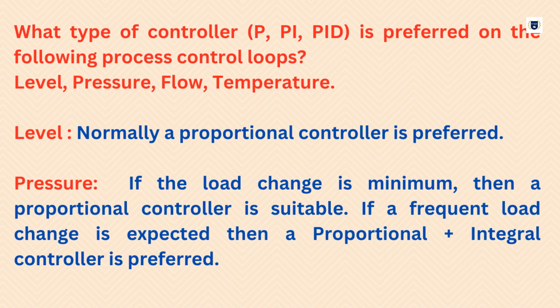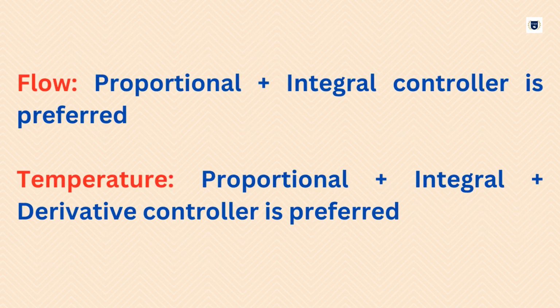What type of controller, P, PI, PID, is preferred on the following process control loops? Level: normally a proportional controller is preferred. Pressure: if the load change is minimum, then a proportional controller is suitable. If a frequent load change is expected, then a proportional plus integral controller is preferred. Flow: proportional plus integral controller is preferred. Temperature: proportional plus integral plus derivative controller is preferred.